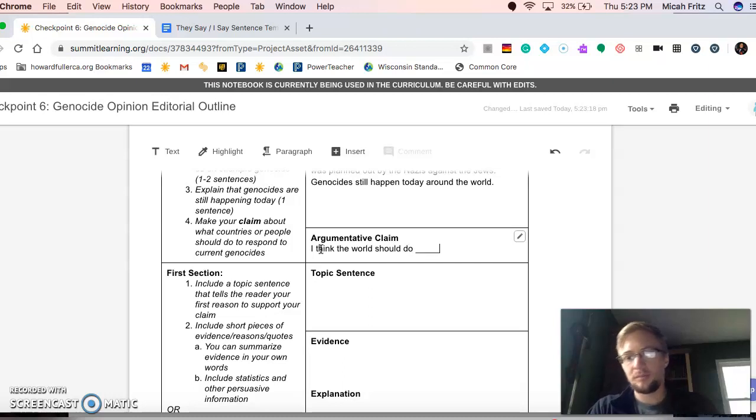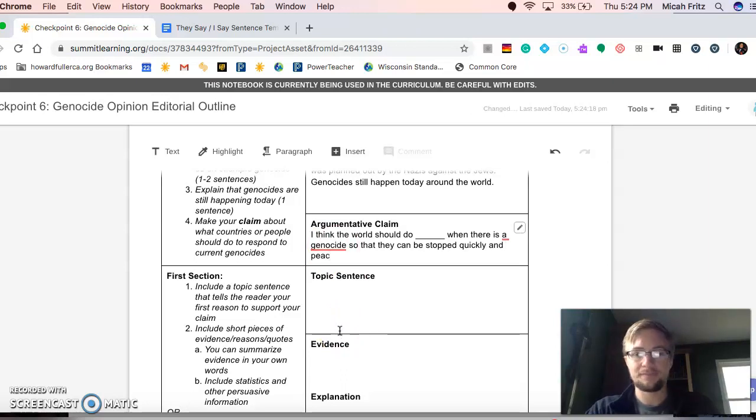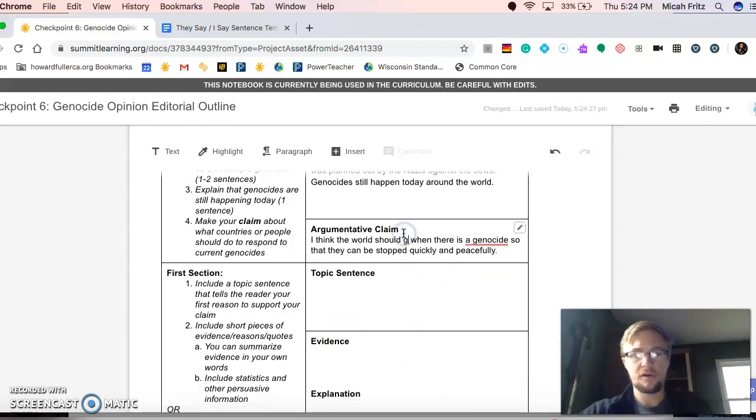Okay, down to my argumentative claim, I'm going to put down, I think the world should do blank when there's a genocide happening. You're going to fill in that blank, of course, with what you think should be done, so that they can be stopped quickly and peacefully. Okay. All right. So I would say, the world should get involved.